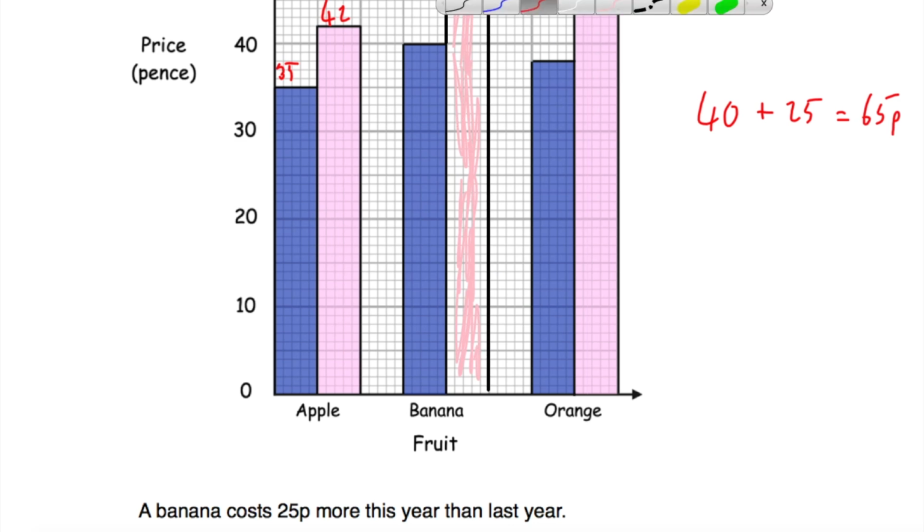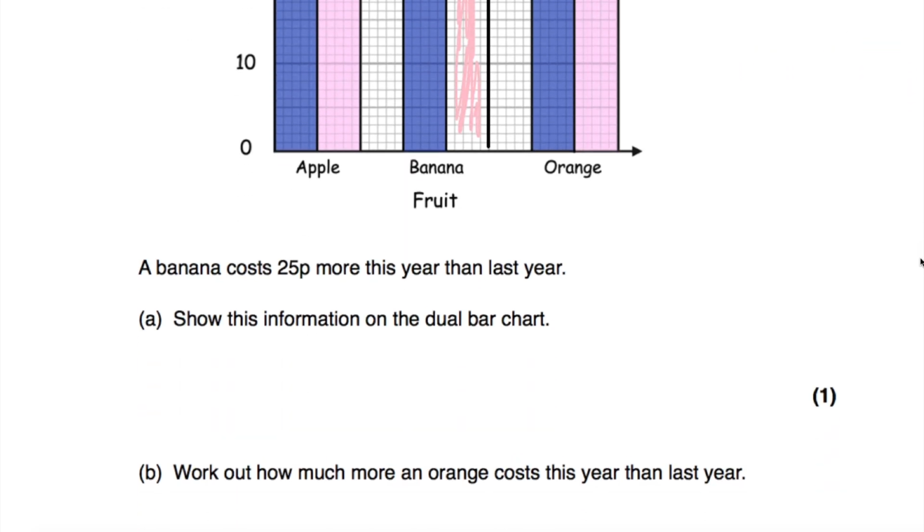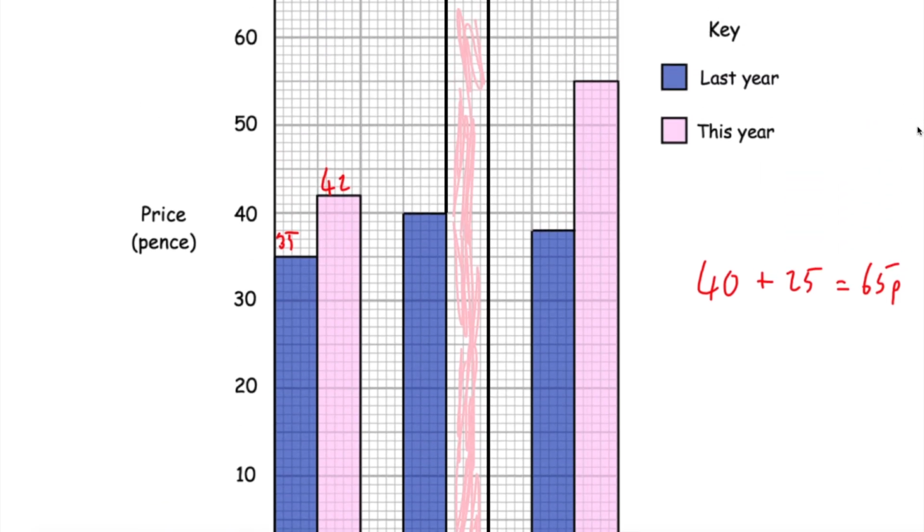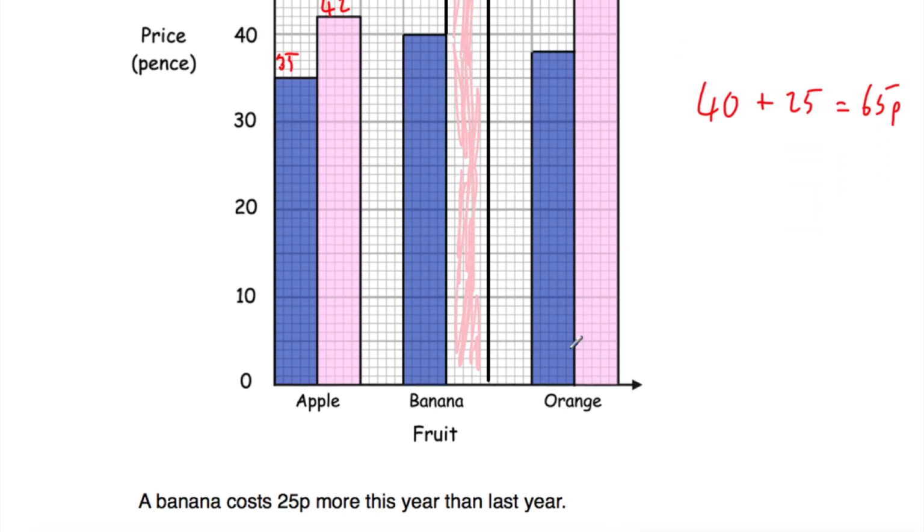Okay, so we've done that. So we've done part A. Let's have a look at part B. Part B says work out how much more an orange costs this year than last year. So let's look at the orange. So the orange is these two bars. That's last year and this year. So last year you got 30p, 35p, 36, 37, 38. So it's 38p last year.